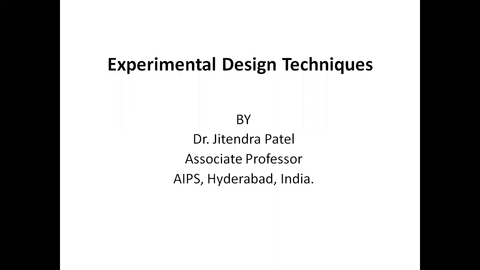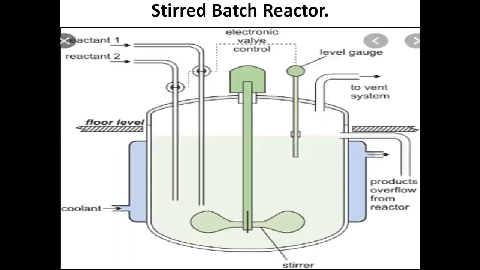So what is the need of experimental design? We are going to discuss how it helps to rectify the product and the method, right? So in today's class we are taking the example of a stirred batch reactor. Here you can see the stirrer, and in this reactor different types of fermentation and reaction go on.